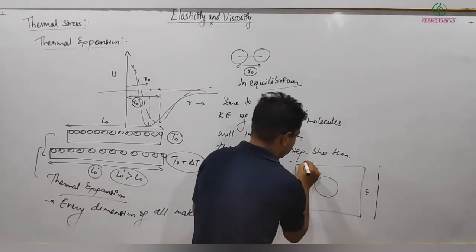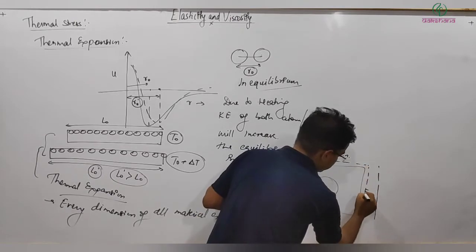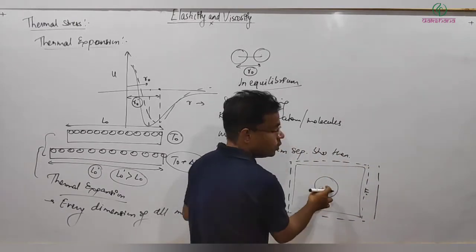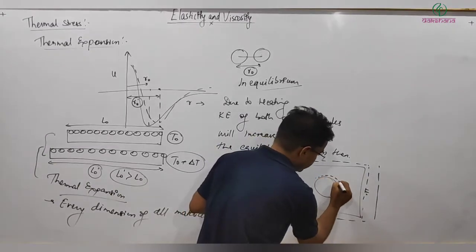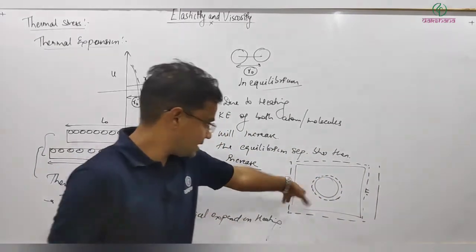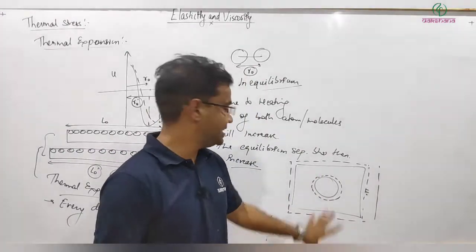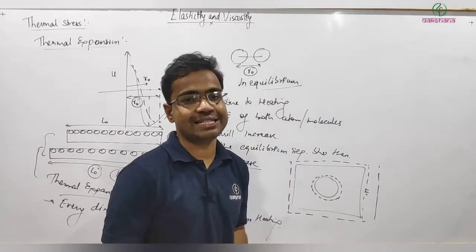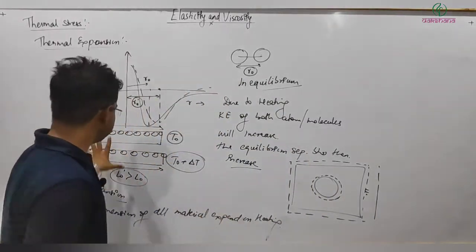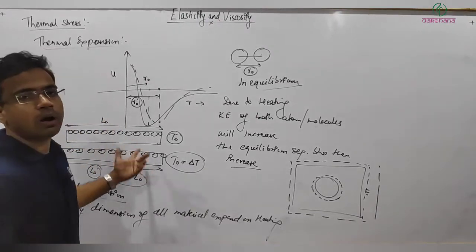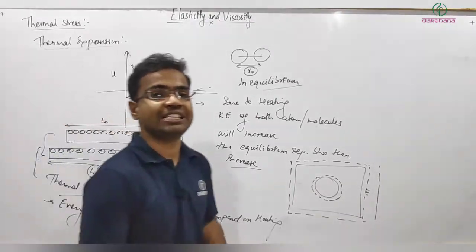Let me draw it here. Only it will be expanded, both length and width will be expanded. The hole will not contract, the hole will also expand. So it will be the shape of this metal sheet on heating, on rising its temperature. So this is the mechanism, this is the reason why on heating, material expands.